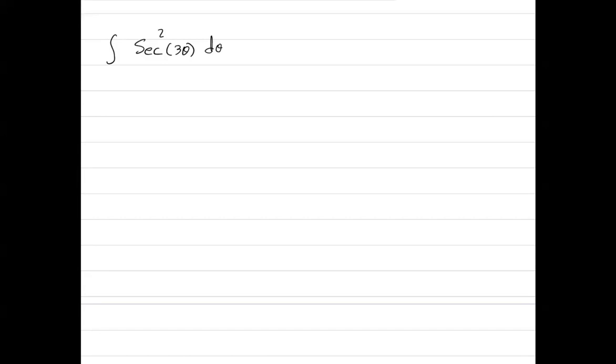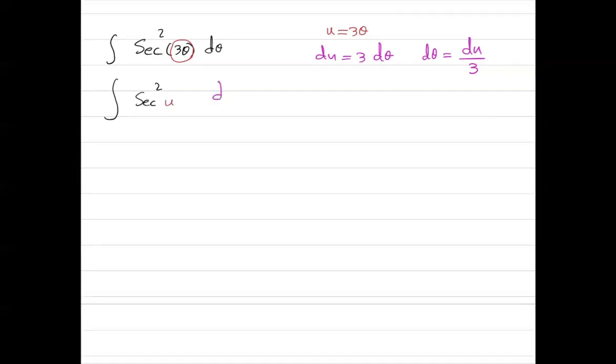Let us use u-sub. Let us take 3 theta to be our u. So u is 3 theta, and du is 3 d theta. So d theta can be written as du divided by 3. This integral becomes the integral of secant squared of u, and wherever you see d theta, just write down du divided by 3.